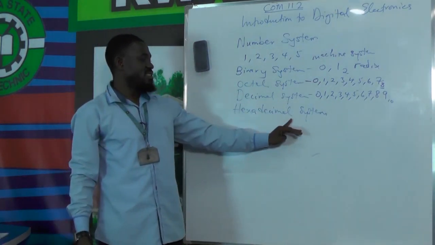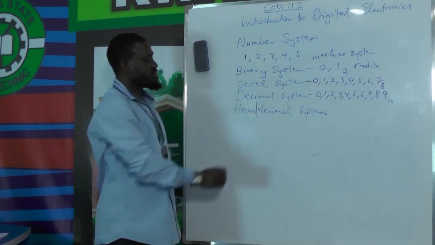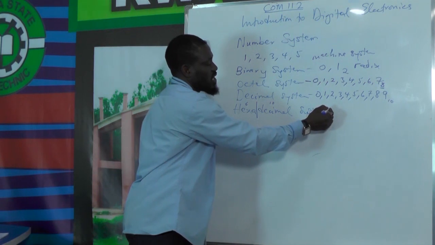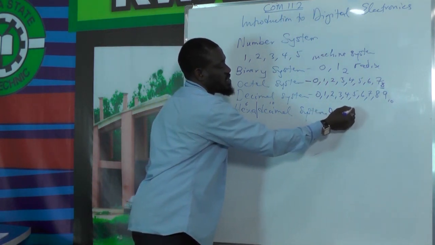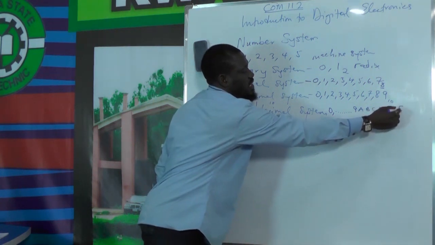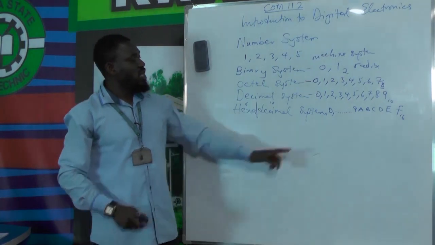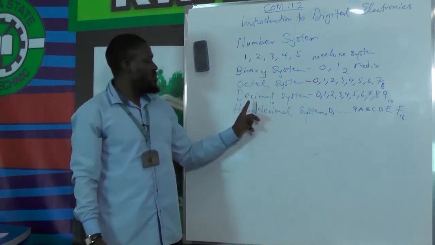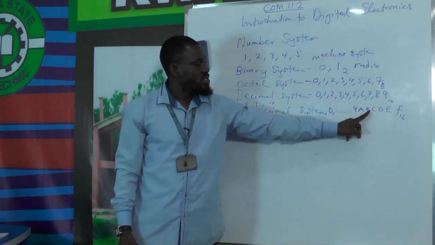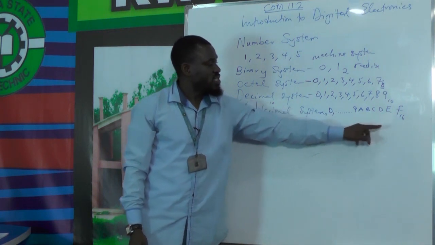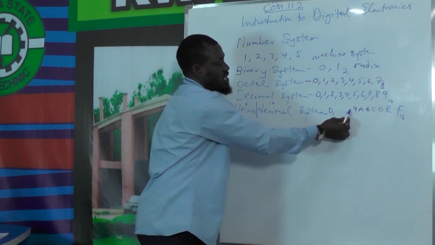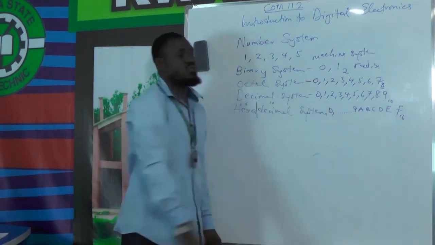And for the hexadecimal, you can see now we have two combinations here, hexa and decimal. So this one has 10, and this one has 6. By the time you add this up, it is to the base of 16. So you now have 0 to 9, then you now have A, B, C, D, E, and F. That's to the base of 16. So by the time you count, you have up to 9, 10, 11, 12, 13, 14, and 15. That's to the base of 16.